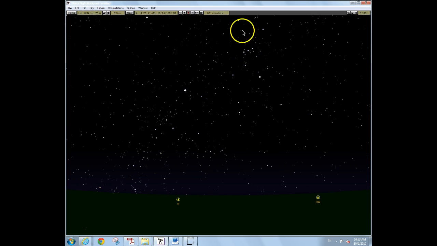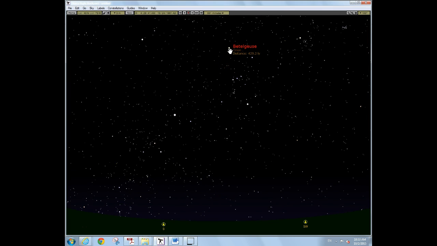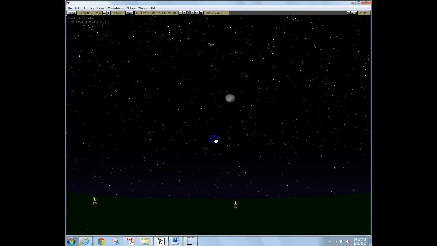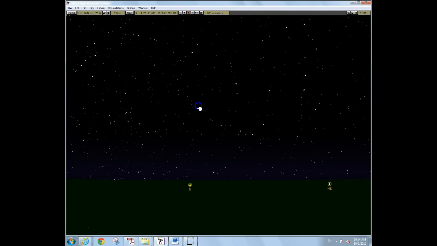So here's the constellation Orion, by the way. That's Betelgeuse. Remember Betelgeuse? All right, so that's Betelgeuse, which is kind of cool and exciting, isn't it? So this is looking into the south part of the sky. That's the moon. It's the northwest, right?